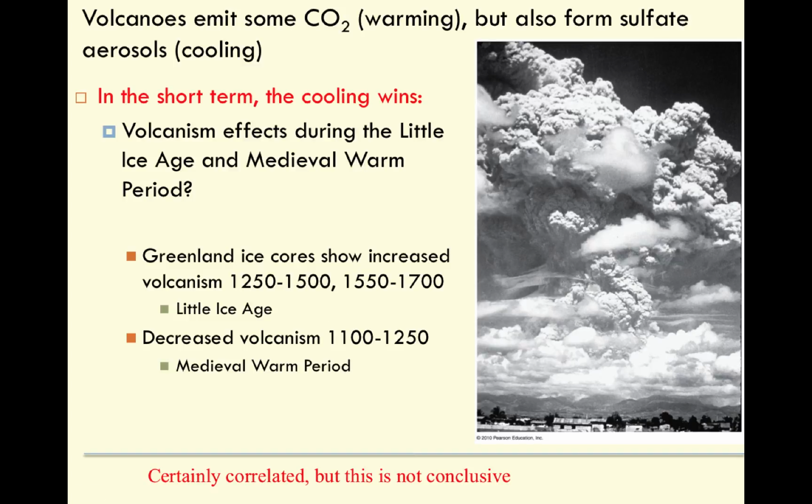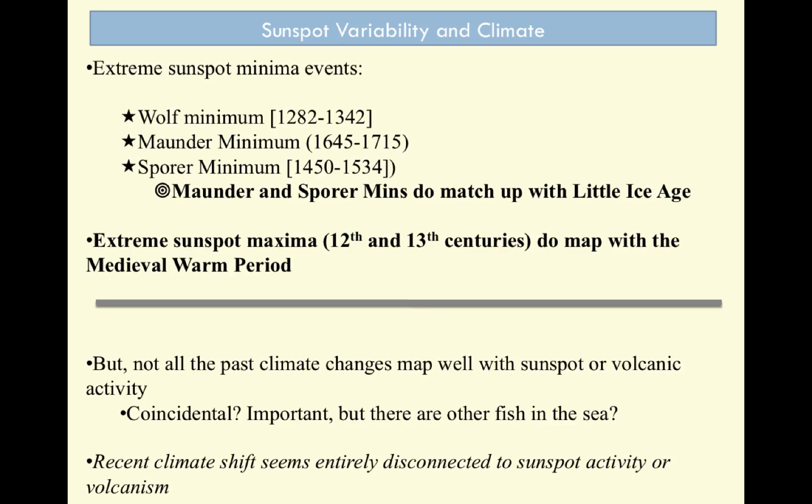The Greenland ice cores show increased volcanism during the Little Ice Age period and decreased volcanism during the medieval warm period. So it is correlated but not conclusive. Sunspot variability in climate. Extreme sunspot minimum events. There's been some minimums here: the Wolf minimum, the Maunder minimum, the Sporer minimum. Two of those minima do match up well with the Little Ice Age. Extreme sunspot maxima happened in the 12th and 13th centuries, and they do map with the medieval warm period.